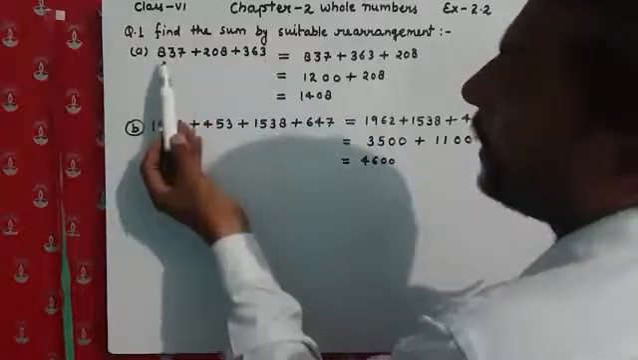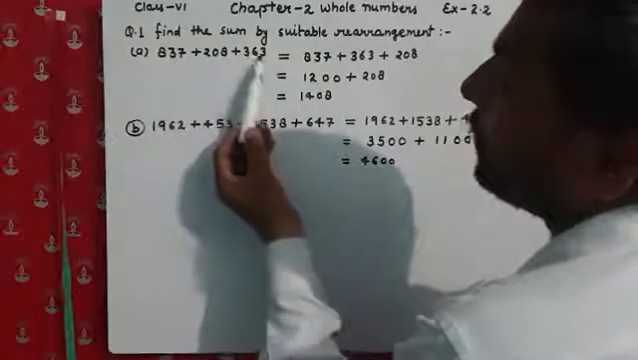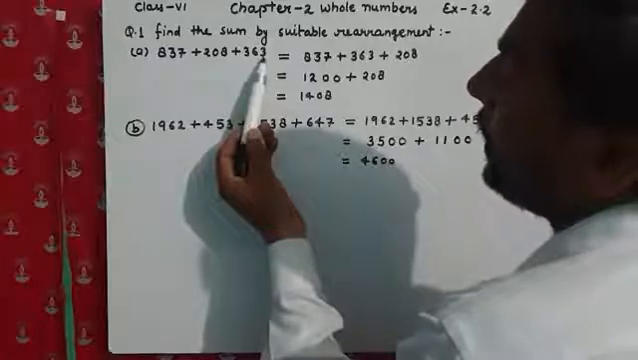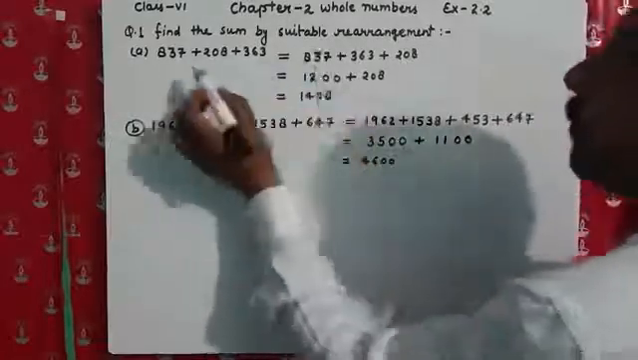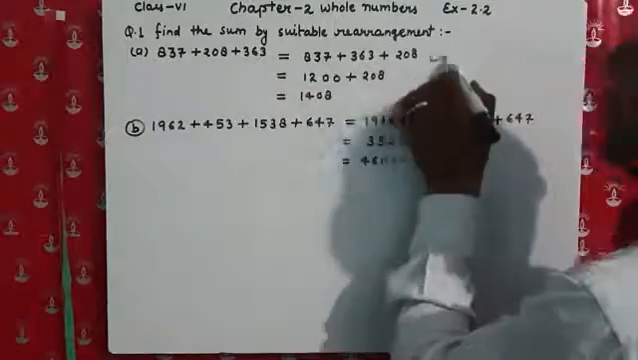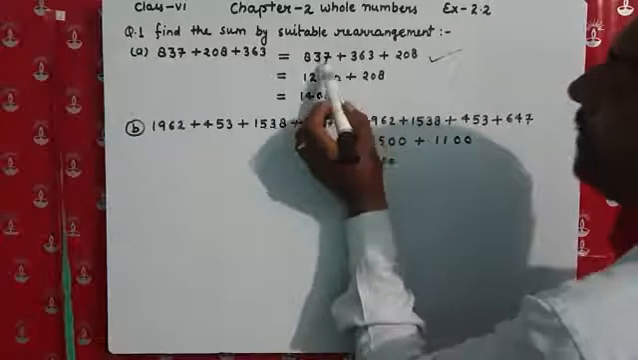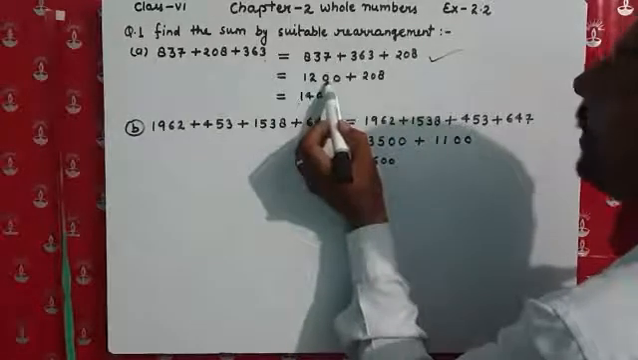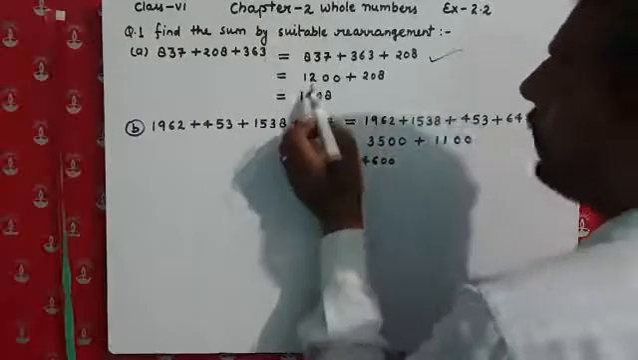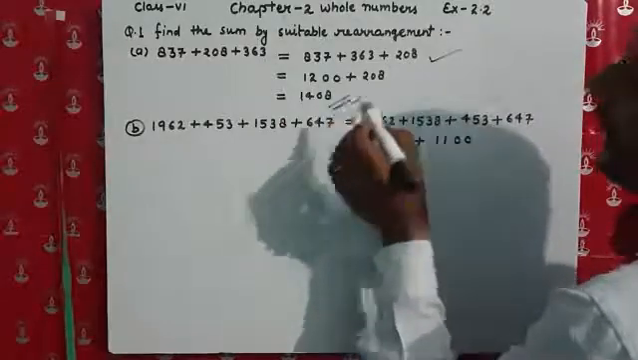Here 837, so 7 is given over here. We are going to put these two numbers together because 7 plus 3 gives 0 in the last place. After putting them together, this is the arrangement. Now 7 plus 3 is 10, so 0 and 1 carry over. 6 plus 3 is 9, 9 plus 1 is 10, so 0 and 1 carry over. Now 8 plus 3 is 11, plus 1 is 12. So we are getting 1200, and 208 as it is. After adding we are getting this answer.